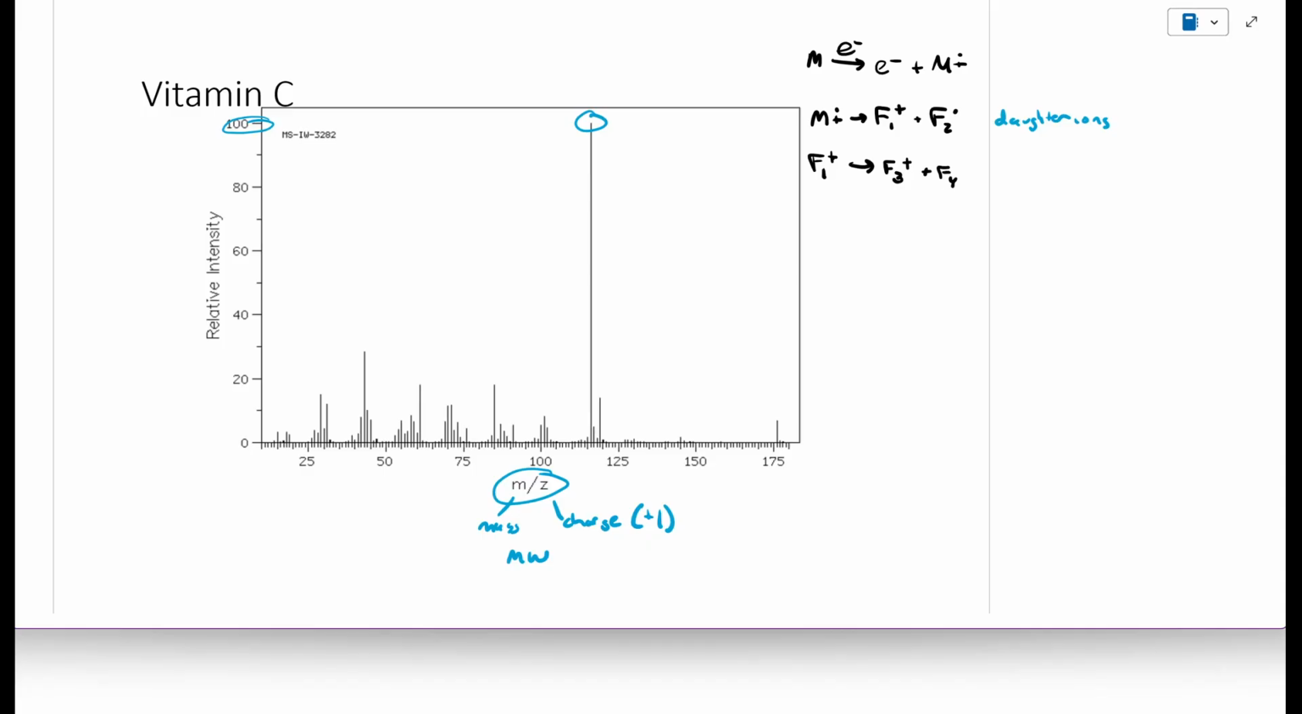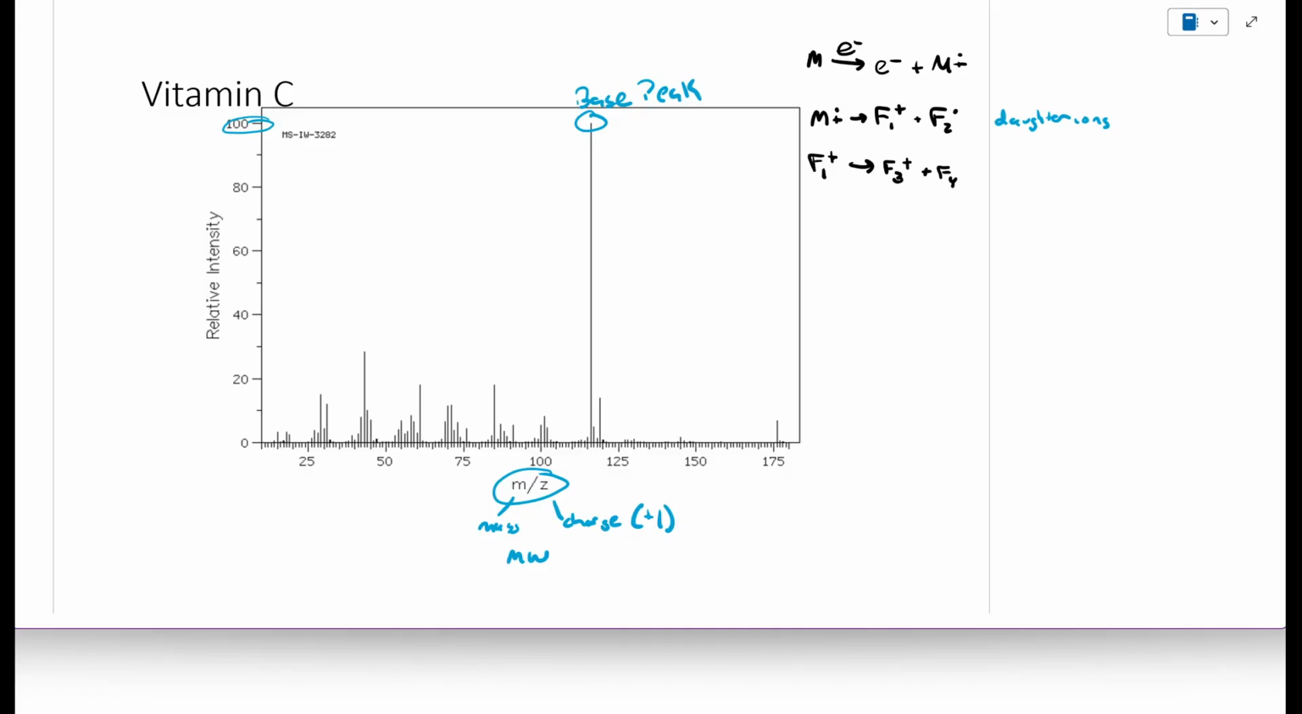So what does this tallest peak mean? It's called the base peak, which makes it seem like it should be really important, and it's really not. All it means is this was a fragmentation pattern that was the most productive. That's it. It's not really characteristic other than that. So don't get too hung up on the tallest peak. That's not the most important part.